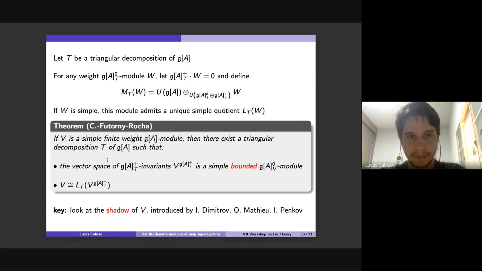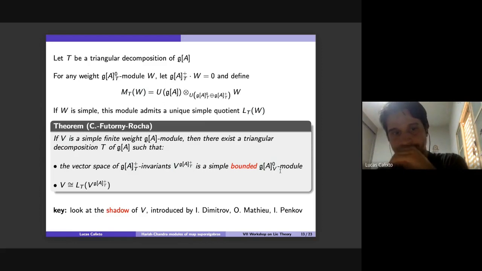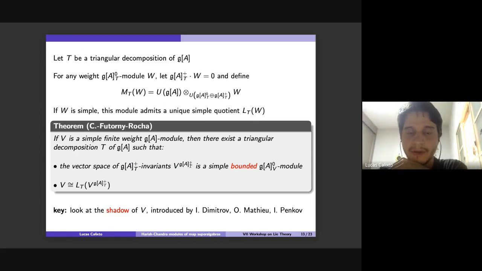Finally, we have a kind of reduction theorem. So if V is a simple finite weight GA module, so it's a Harish-Chandra module, then there exists a triangular decomposition, which is going to depend on T, such that the vector space of GA plus invariants, so this is just as a vector space all the little v's on which this piece acts trivially, so this piece acts as 0, is a simple bounded GA0 module. So here, the type should be T in this. And so we have that this invariant space is a bounded simple module over this 0 piece.